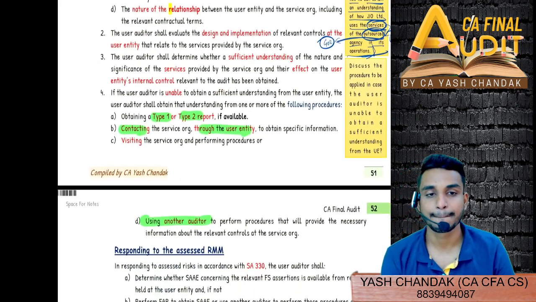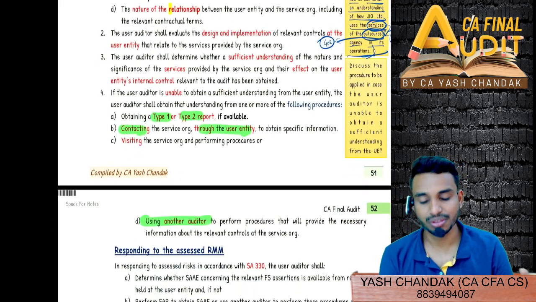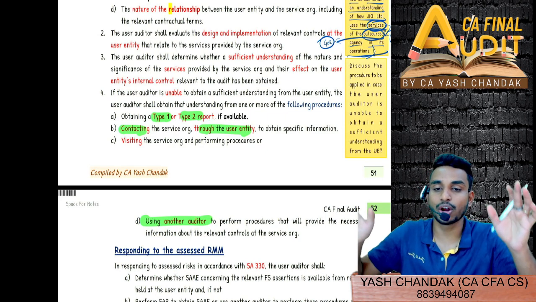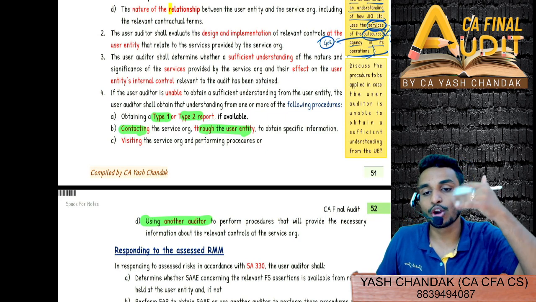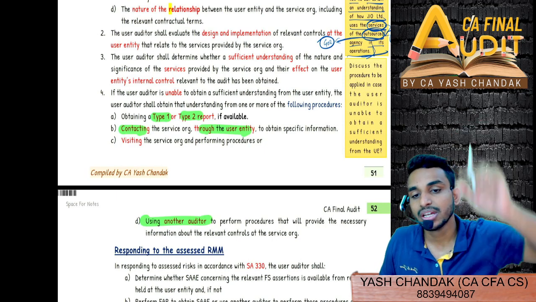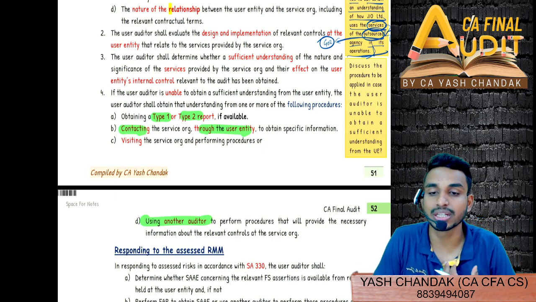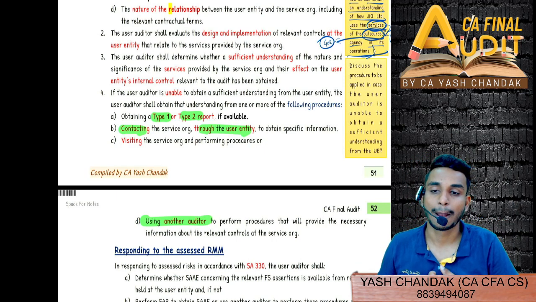Okay? So it's easy only. First you have to obtain the report. If not, then you can contact. If they are not picking up the call, then you can straight away visit. If you don't have time, then you can send another auditor. Easy.